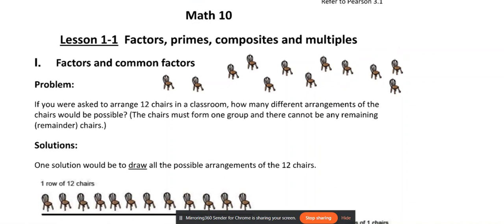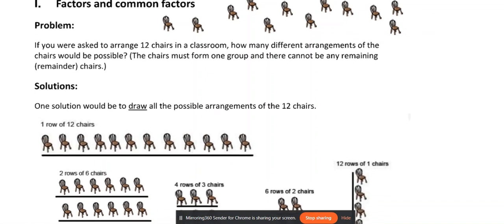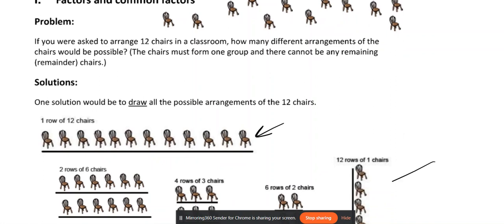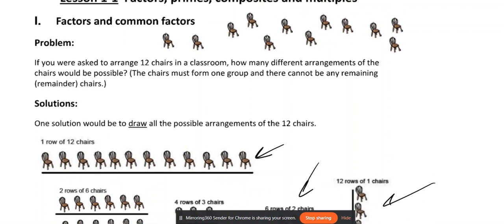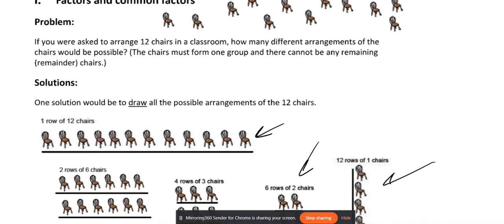So, if we're given a problem like this, if you were asked to arrange 12 chairs in the classroom, all different ways, you could arrange it this way, or like any one of these ways. Then what you could do is draw them all out and figure out how many ways you could arrange that. But the other thing you could do is figure out what the factors of 12 are, and use those to figure out how many arrangements you actually have.